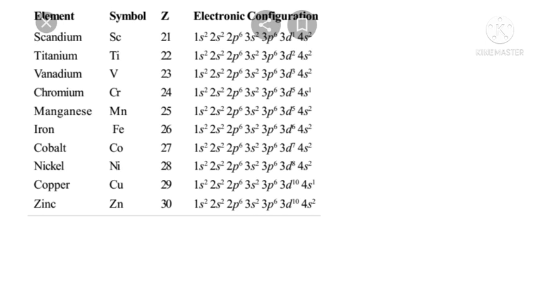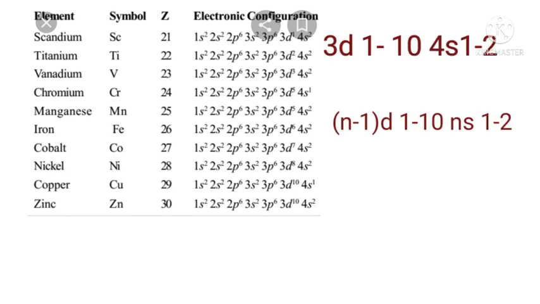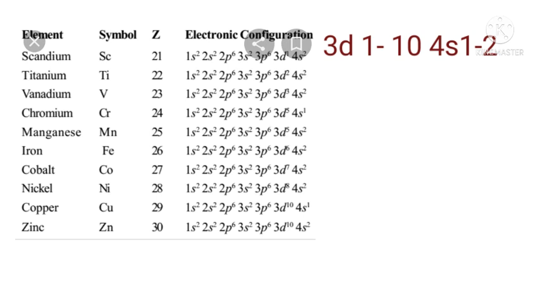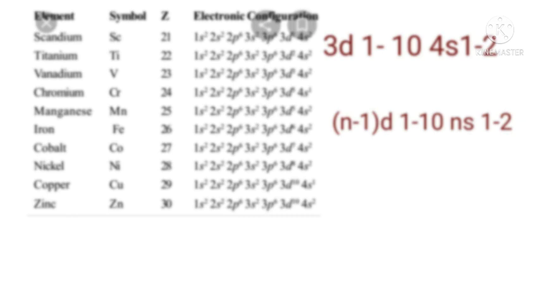Now, how can we write the general electronic configuration of these elements? In all these elements, the last shell, that is the 4s subshell, contains either 1 or 2 electrons. So we can write 4s 1 to 2. And the penultimate shell, that is the 3D subshell, contains 1 to 10 electrons. So we can write 3D 1 to 10, 4s 1 to 2. And that can be generally represented as (n minus 1)d 1 to 10, ns 1 to 2.